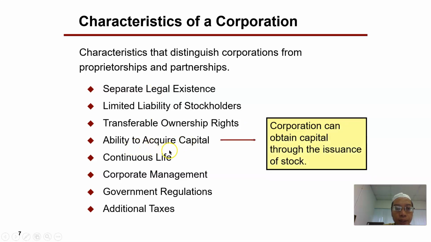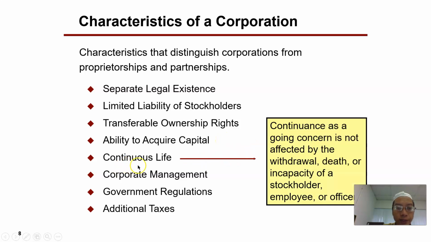Fourth characteristic is the ability to acquire capital. Corporations can obtain capital through the issuance of stock. So how does a corporation raise capital, raise equity? It is through selling stock or shares, and people can buy the shares to have a stake in the company.